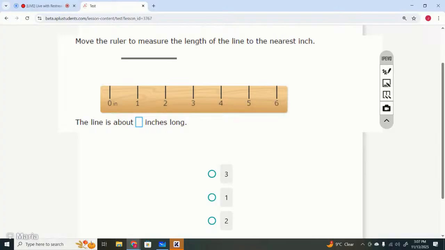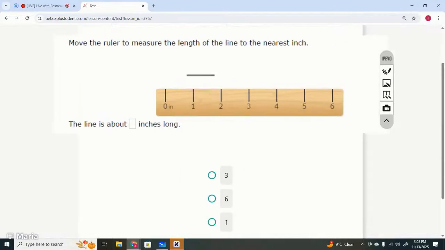Move the ruler to measure the length of the line to the nearest inch. So which is the correct option? The correct option is that it is 2 inches long. Option number 3 is the correct option.